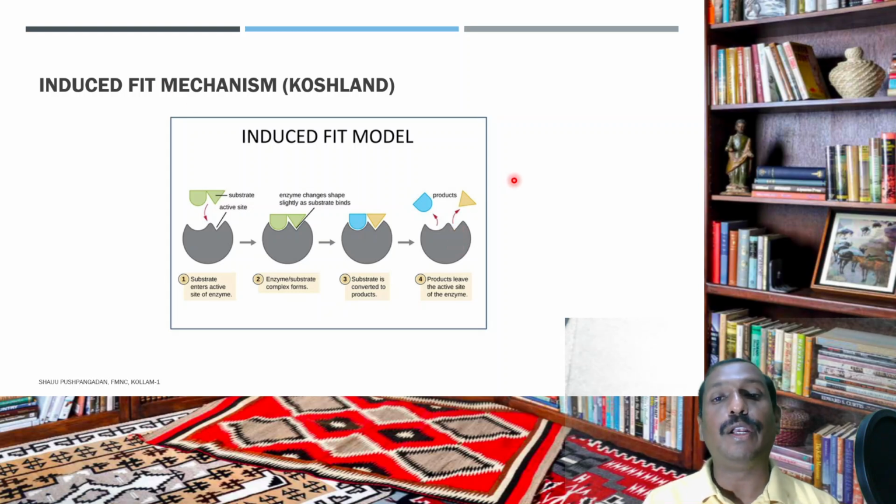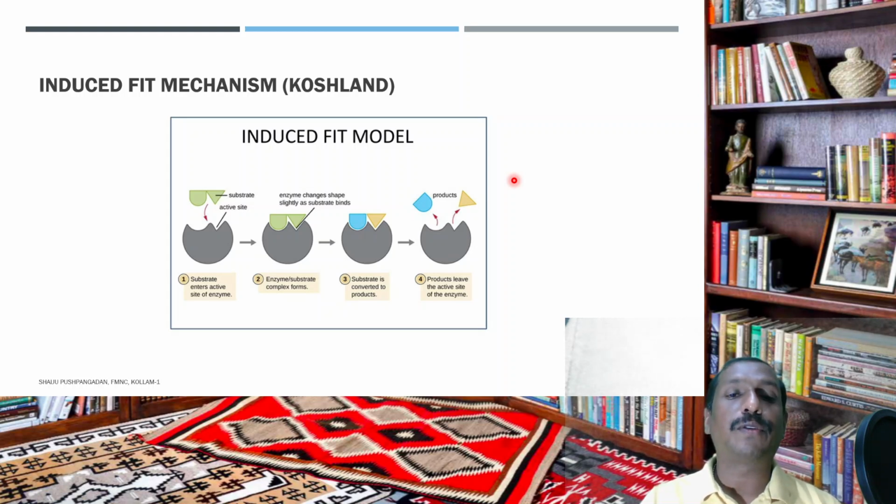So this is called the induced fit model, or induced fit mechanism, proposed by Koshland. The induced fit model, or induced fit theory, is another theory which explains the mechanism of enzyme action proposed by Michaelis-Menten.